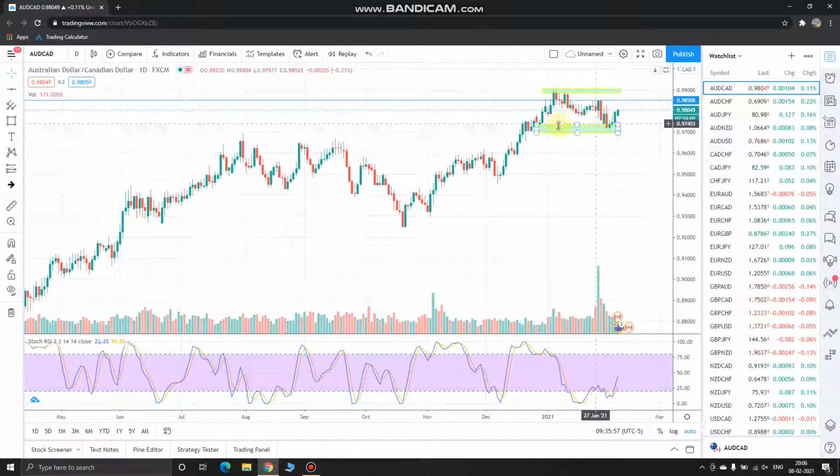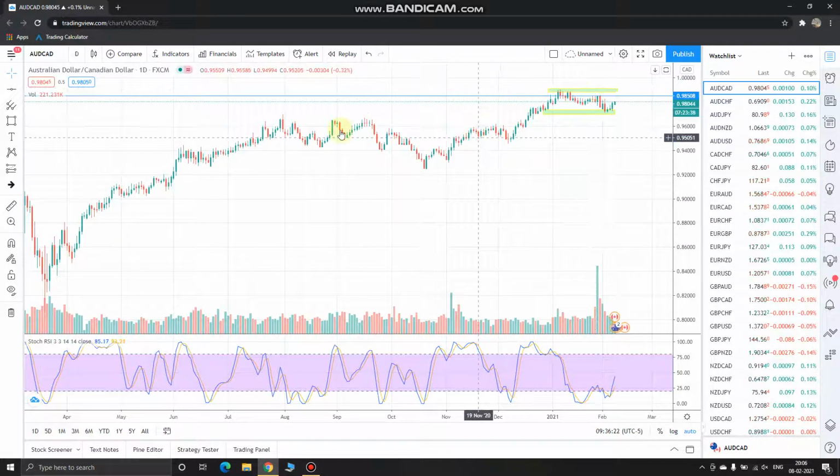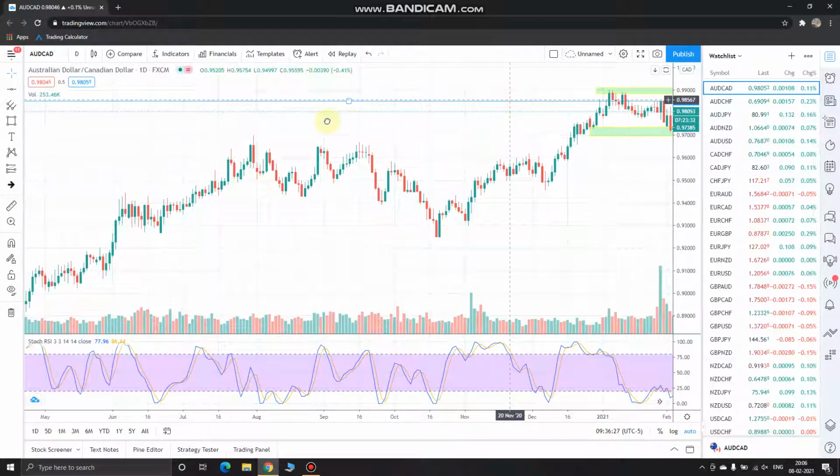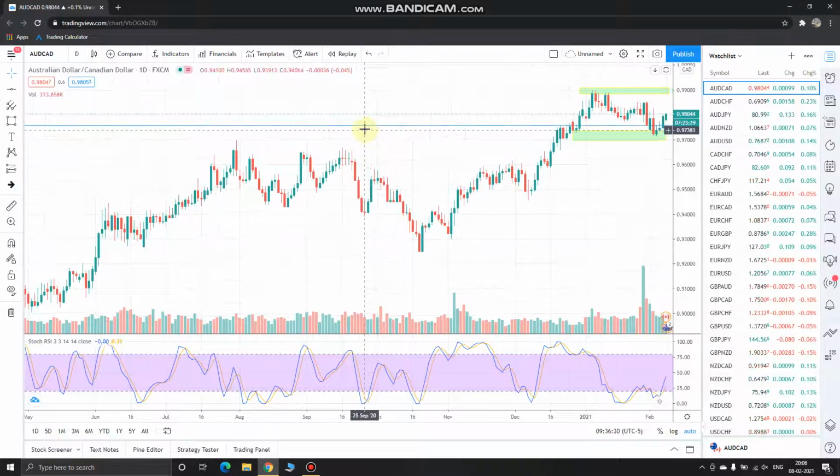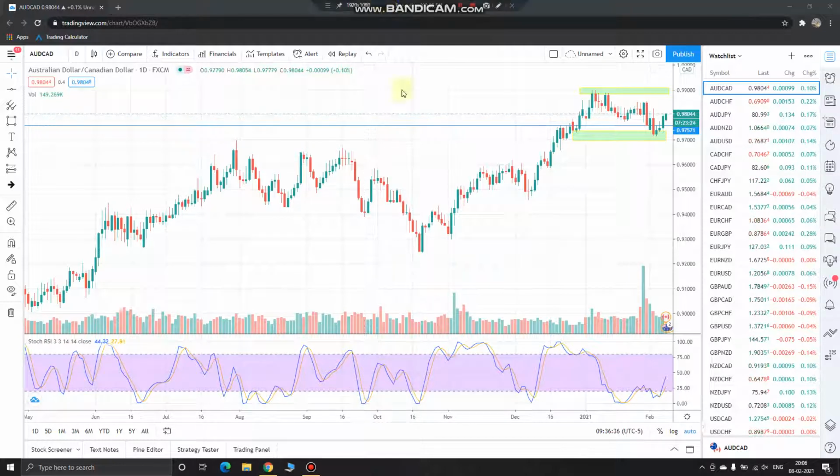and because this was a support, and again it has taken support here, and see this particular price may be a pain for the traders who are in a trade right now. So this is it with the Australian dollar Canadian dollar analysis. Hopefully you all have understood. So good luck.